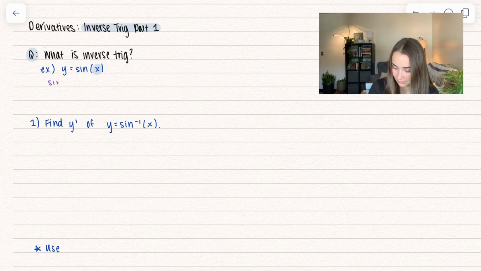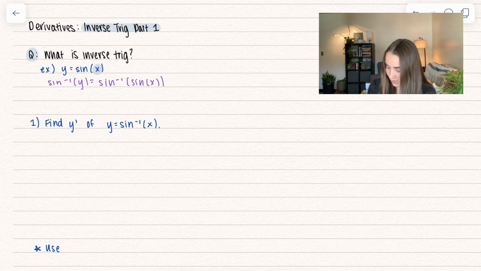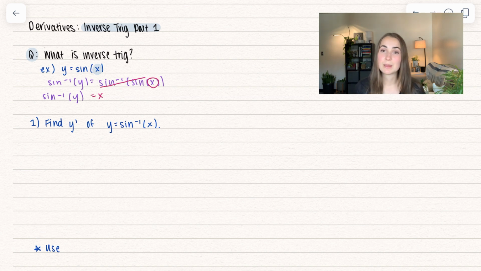So if I take inverse sine of y, I can also take inverse sine of our other side, right? So sine of x. And what happens here is that basically they cancel each other out. And so these two cancel out and we're just left with x on the right side. And now we have sine^-1, or inverse sine, of y is equal to x. And so that's how we'd be able to isolate the angle, whatever degree or radian that is.